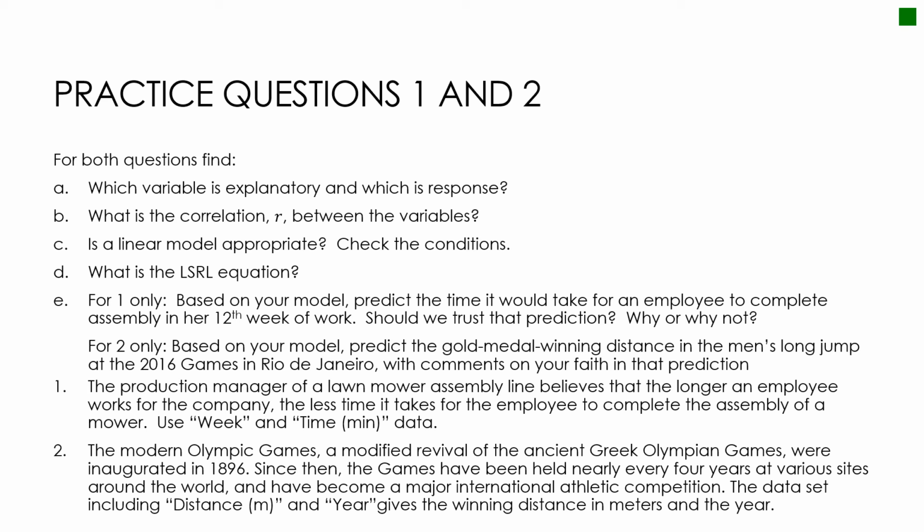So for each of those two questions, I want you to do A through E, which means first, tell me which one's explanatory, which one's response. What's the R value? Should I use a linear model, meaning check the conditions? Is it appropriate? If you can, find the least squares regression line equation.